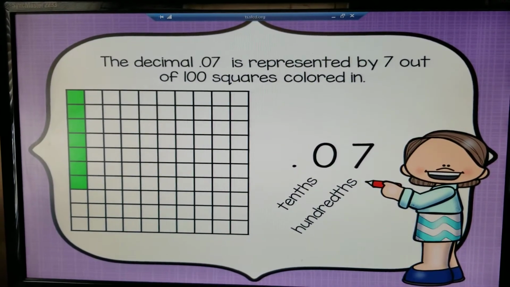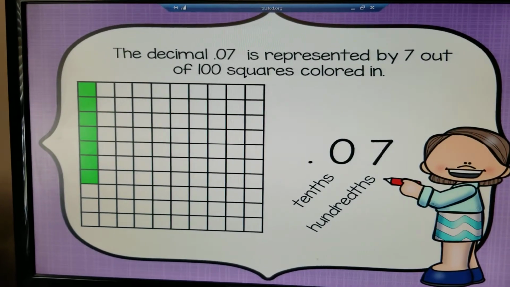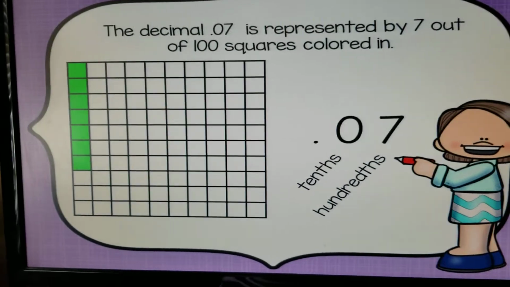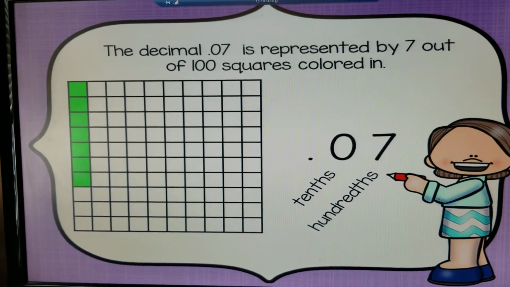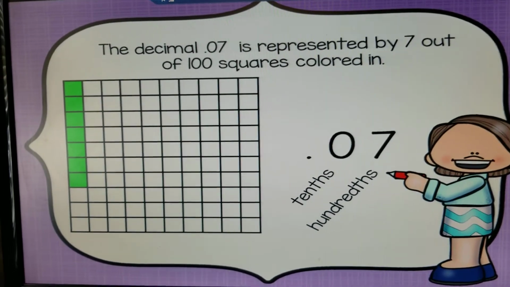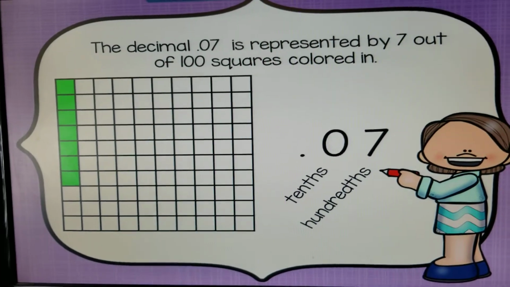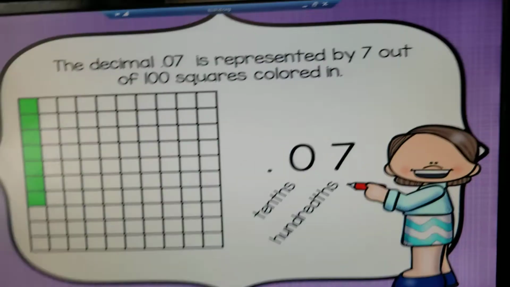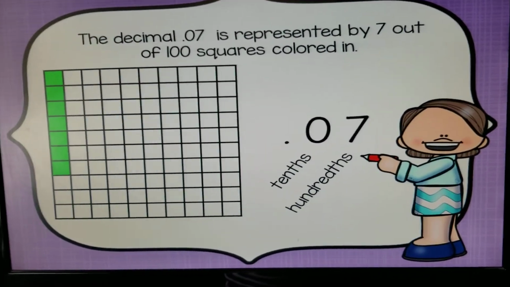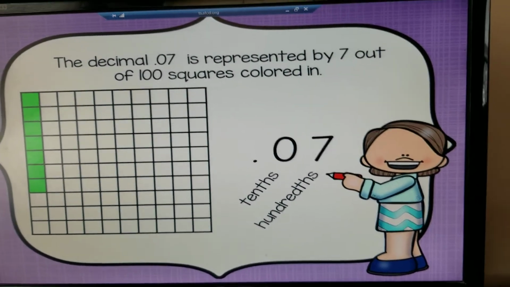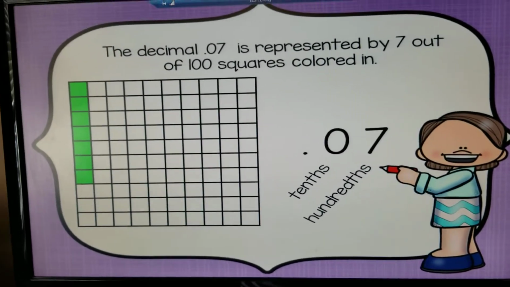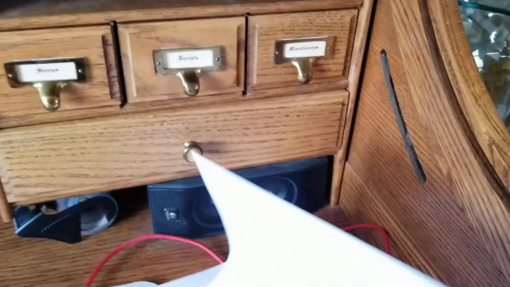The decimal 0.07 is represented by 7 out of 100 squares. We haven't gotten to 10 yet, so it's 7 hundredths. It's only 7 out of 100. And remember that the 0 is a placeholder in the tenths place because we do not have any tenths. We still have a number that's less than 10. We have 7. That's very important to remember.